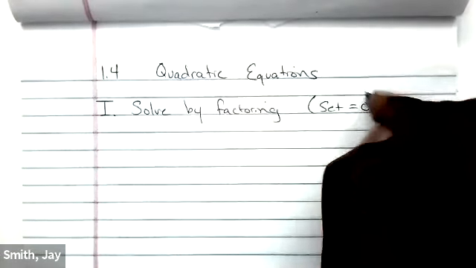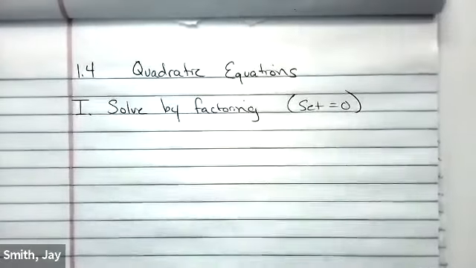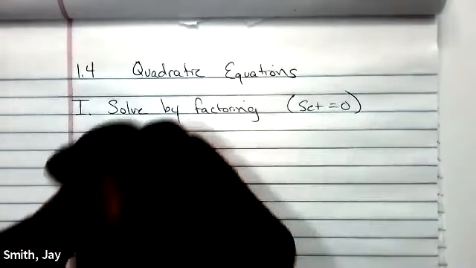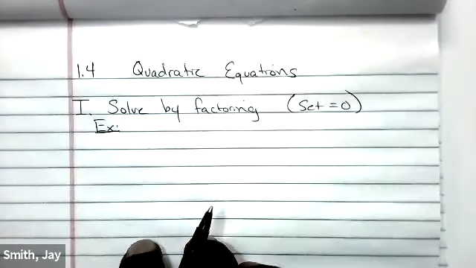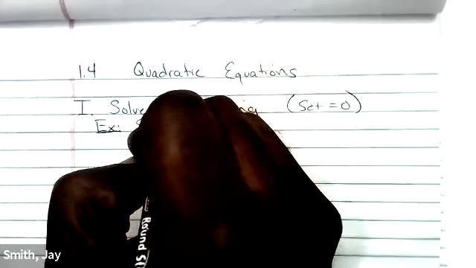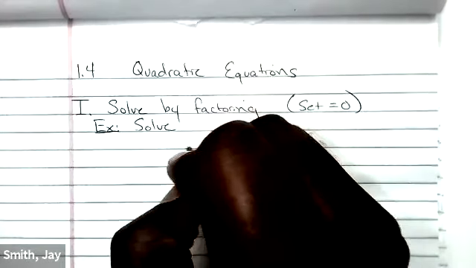Remember that whenever we're trying to solve these quadratic equations by factoring, the first thing we want to do is set the equation equal to 0 or 0 out one side of the equation so that it's in general form. So a good example of this would be a problem for us to solve: we're asked to solve the quadratic equation x squared plus 7x is equal to 18.